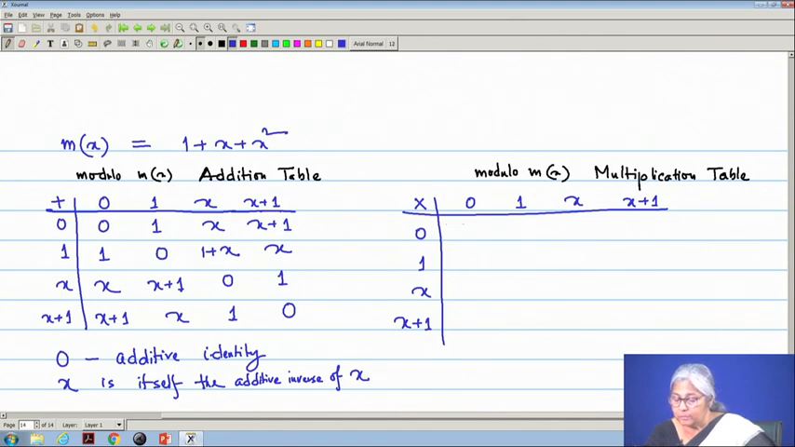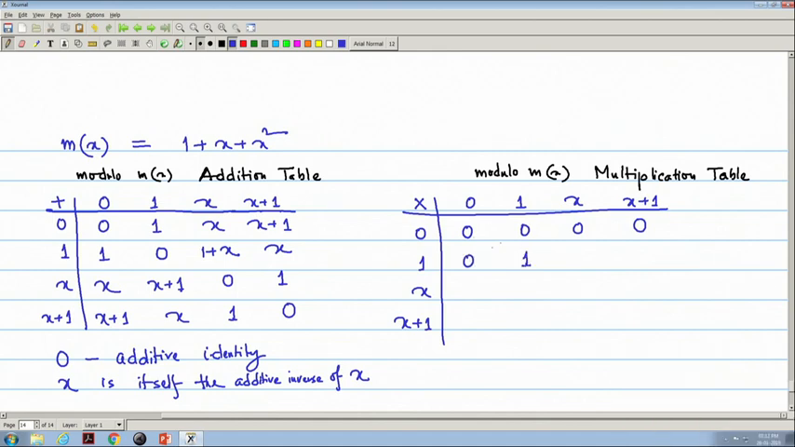So, 0 if I multiply the coefficients, it will be non arithmetic modulo 2. So, it will be 0 only. 1 if I multiply, then the number itself. So, 1 into x is x, 1 into x plus 1 is x plus 1. Now, x into 0 will be 0, x into 1 is x. Now, x into x becomes x square.